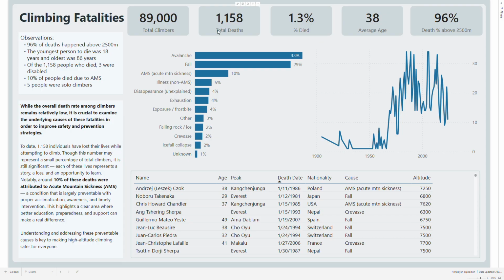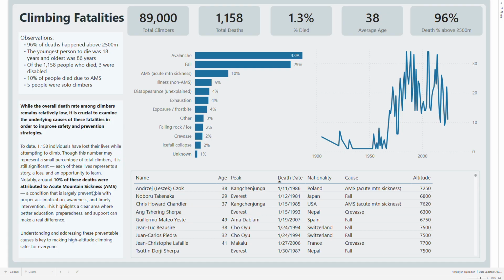And even though the death number is really low, it is still 1,158 lives that were lost, and a lot of them were lost very young. The average age of the people who died is 38. And from my analysis, I found that 96% of people died above 1,500 meters, which is due to a lot of reasons. Either they fall down or they run out of oxygen and get acute mountain sickness.